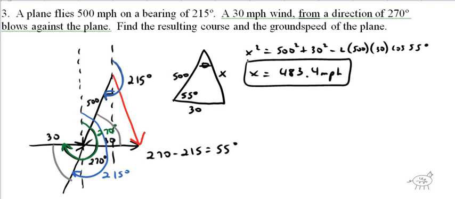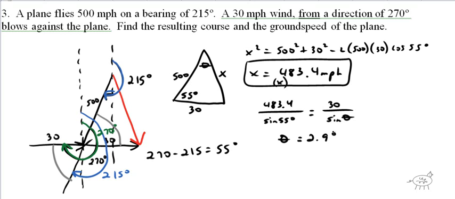So now let's figure out that theta. We're obviously going to use our value of x as a stored value. Remember that. So you could store it as x in your calculator. And so we basically have 483.4 over sine of 55 degrees is equal to 30 over sine of theta. Okay, and we do all our cross multiplying and inverse sine, and we get theta is equal to 2.9 degrees.